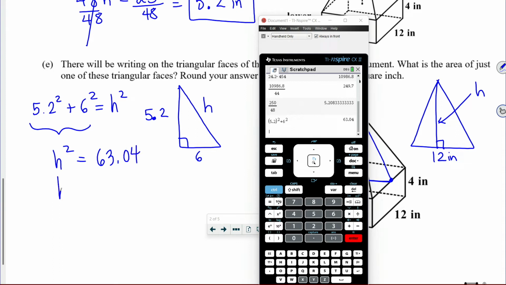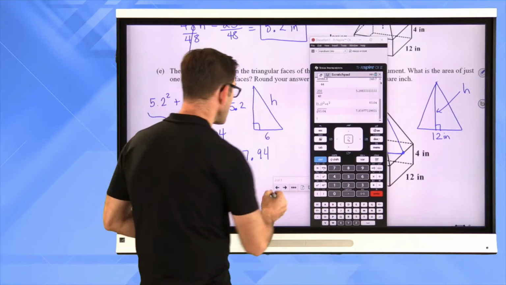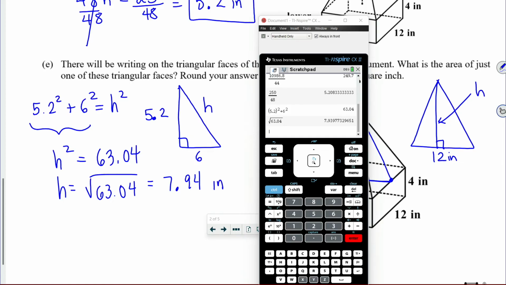63.04. And my height now is the square root of 63.04. So let me figure out what that is. Should be just a little bit less than 8, I think. Yep. So let me say 7.94, maybe round it to 2 decimal places. That's what that particular height is going to be in inches.